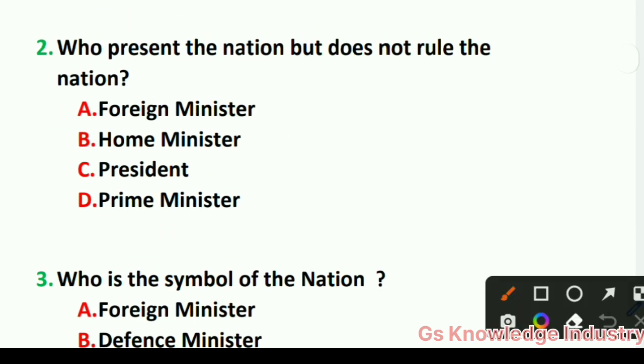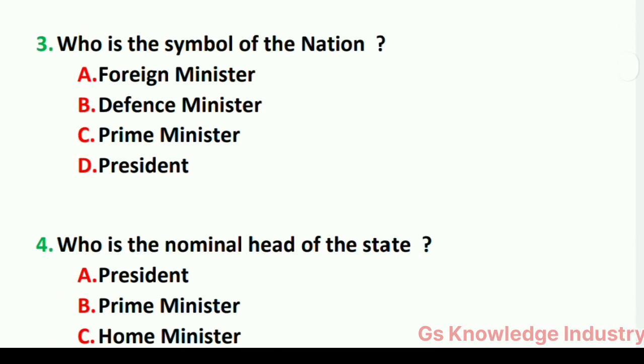Second question. Who represents the nation but does not rule the nation? Option A, Foreign Minister. Option B, Home Minister. Option C, President. Option D, Prime Minister. Here the right answer is option C, President, right? Option C is the right answer, President.